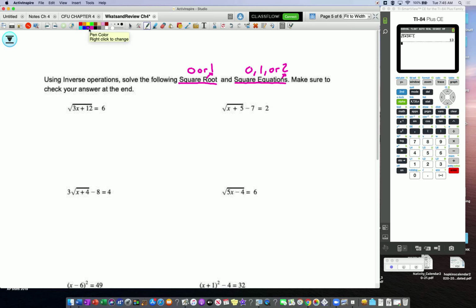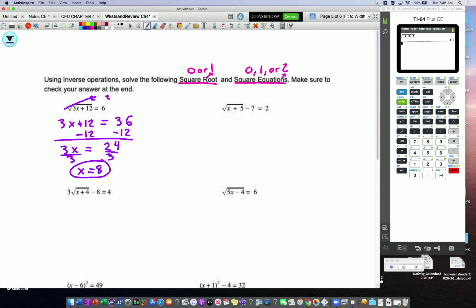Inverse operations. First one, the square root's already by itself, so I square both sides. So now I get 3x plus 12 because the square and square root cross out. 6 squared is 36. Now start doing my inverse operations. I minus 12 from both sides. So I get 3x equals 24. Divide by 3, and x equals 8.